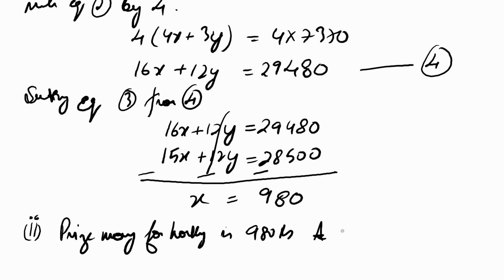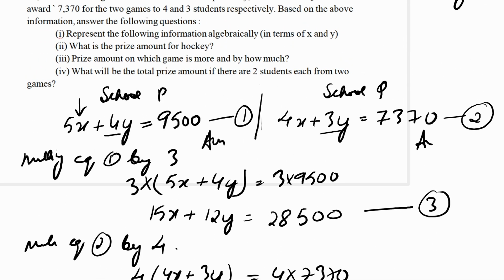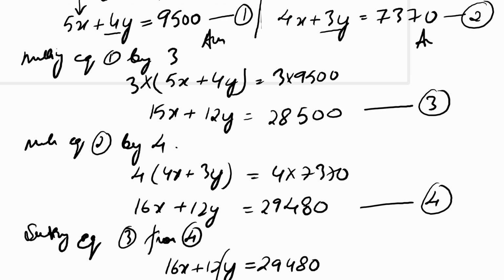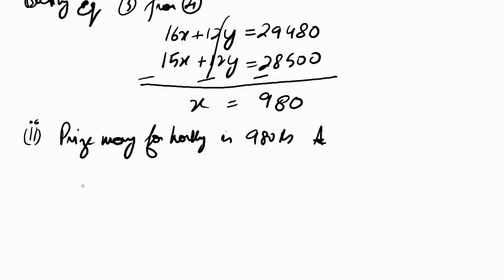Okay. Now what is the third part of the question? Third part, what is prize money for which game is more and by how much? So we'll have to find out prize money for cricket also. So how will we do that? We will substitute this in equation 1. Substituting x in equation 1. We can substitute in any of the equations. We will choose the equation that has the smallest coefficients.